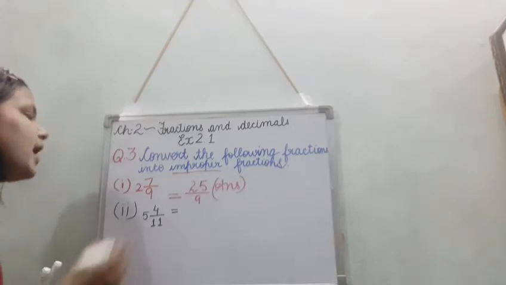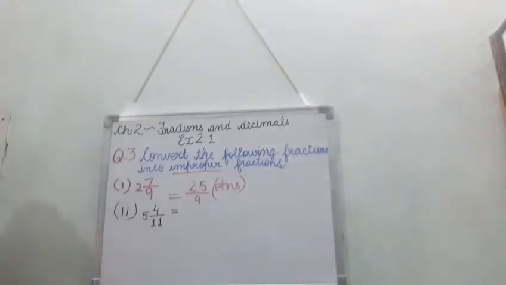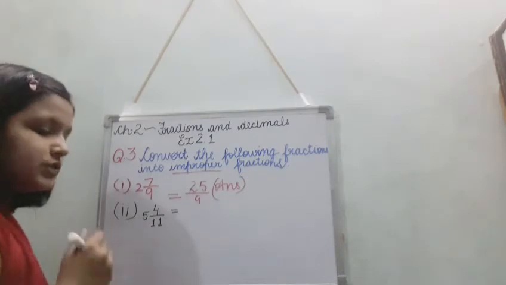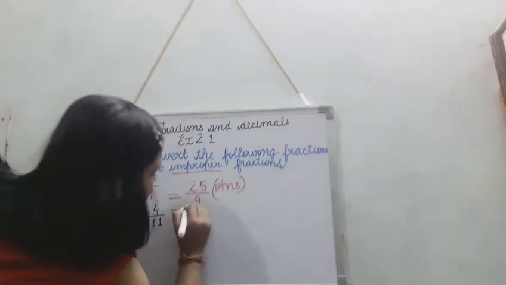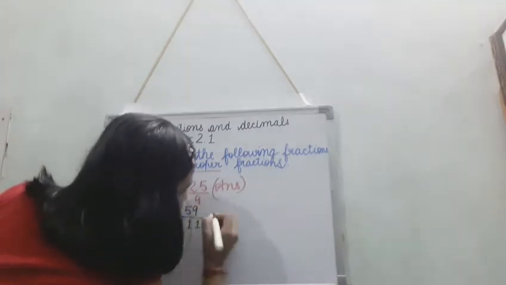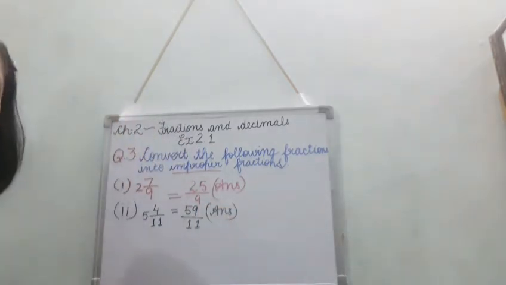Again, here is the second part of question 3. It's the same. You have to apply the same rule. Okay, so it will be 11 into 5, that is 55, and you have to add 4 in it, that is 59. 59 upon 11 is the answer. Now let's solve another question.